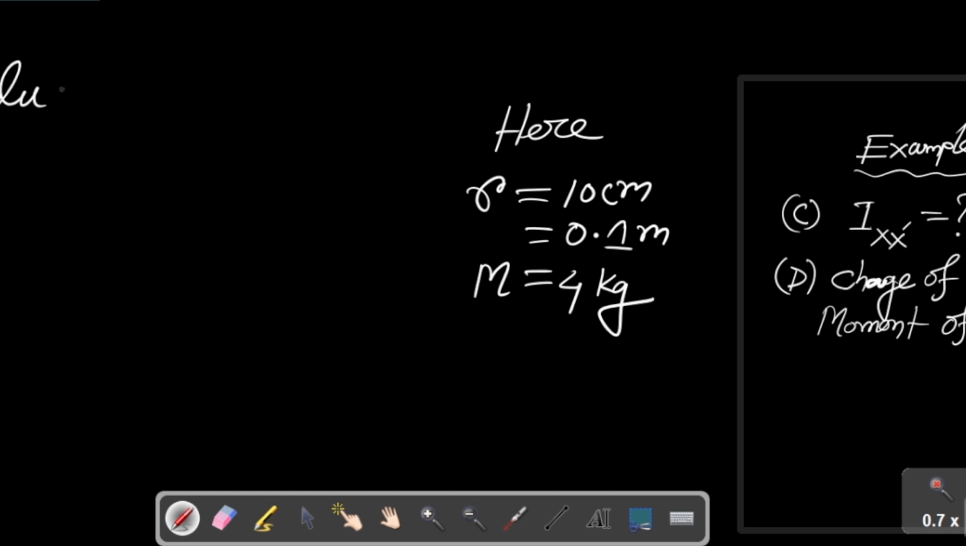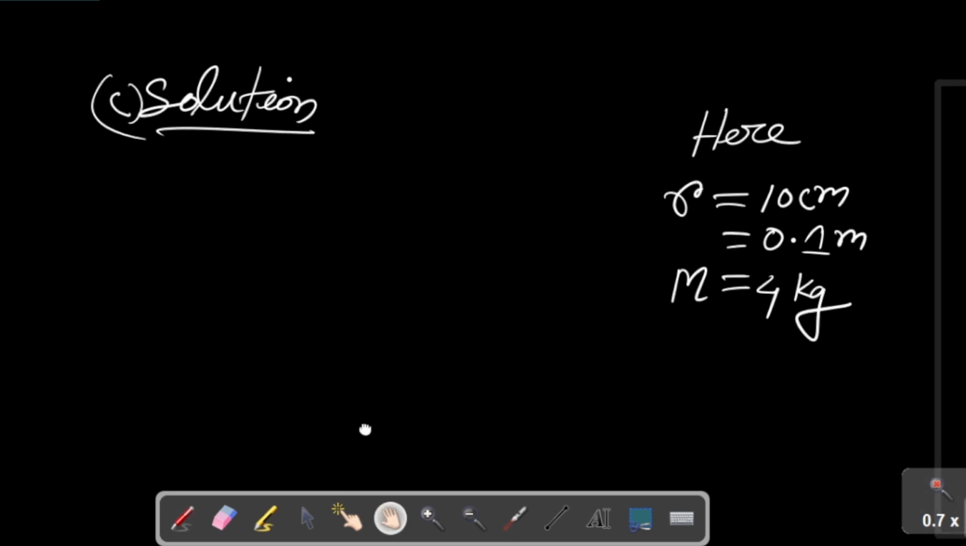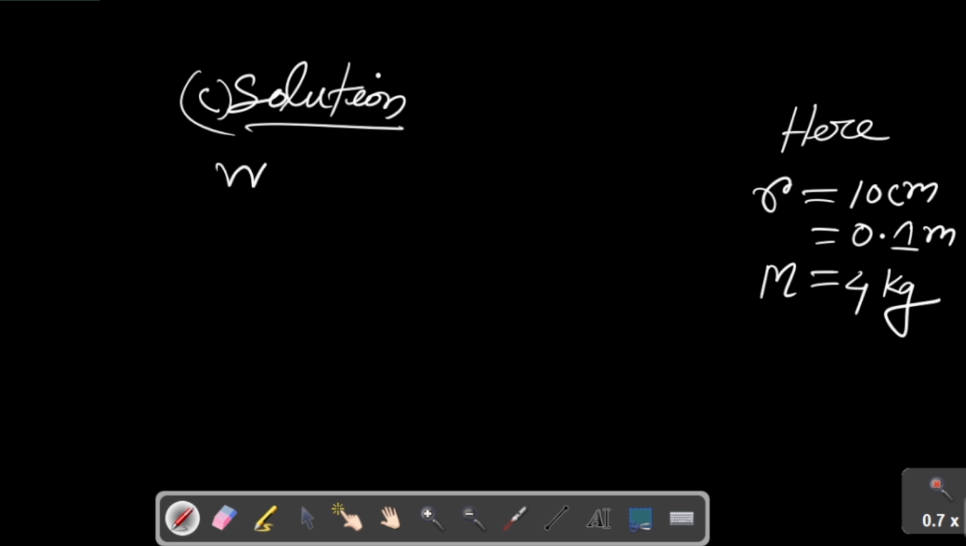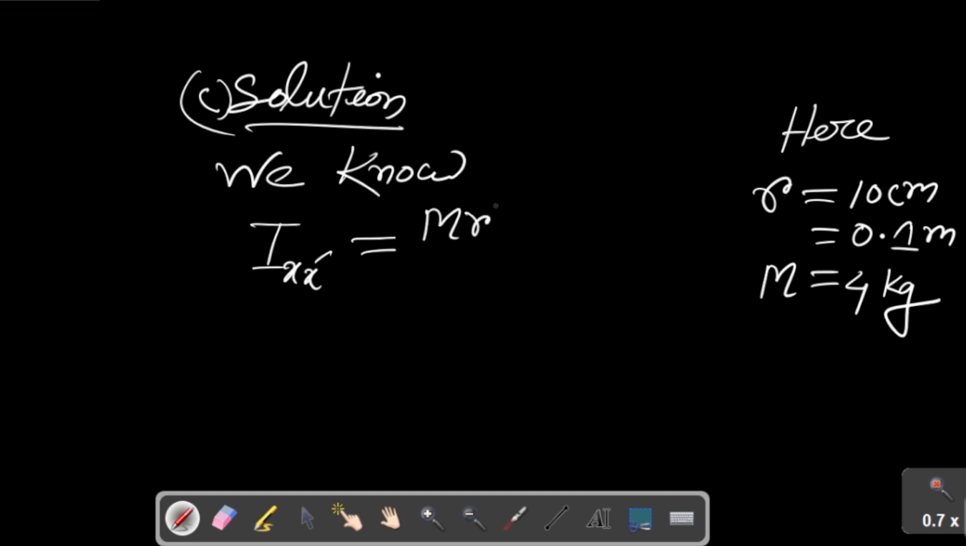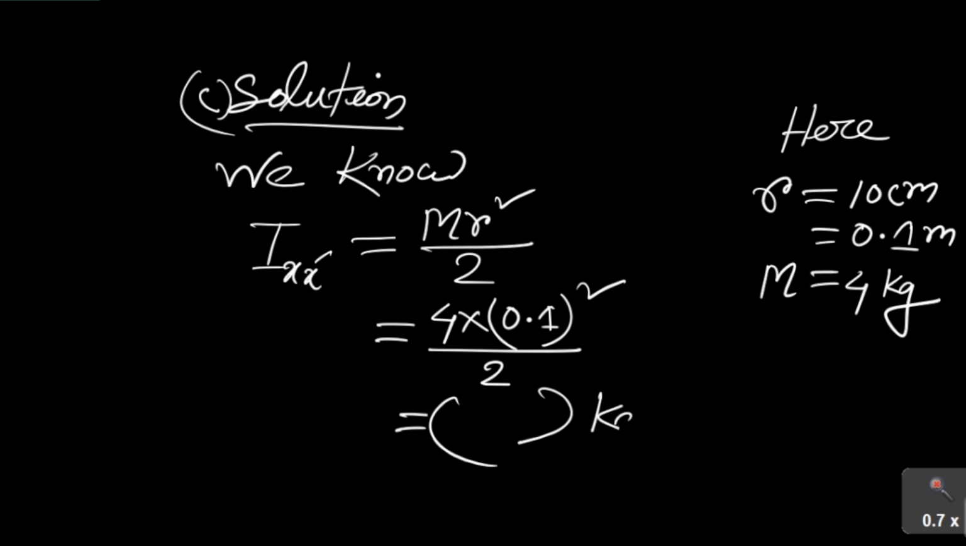So we write here, solution. Part C. Okay, we solve problem number C. We know the moment of inertia about x prime will be mr square divided by 2. Why do we write this equation? Because this is the own axis. Because of that reason, in case of the cylinder, the moment of inertia will be mr square divided by 2. So we put the values, m is 4, r is 0.1 whole square, divided by 2. After solving these problems, you get the value.